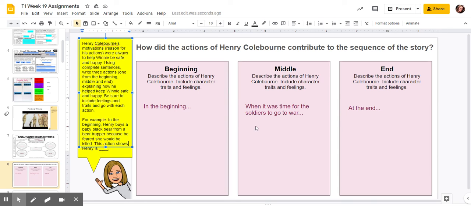So I want you to make sure you are focusing on the action, how that action made him feel or why he did it. What did he feel in order to choose to do that action? And how does that describe him as a character? What does that tell you about his personality?